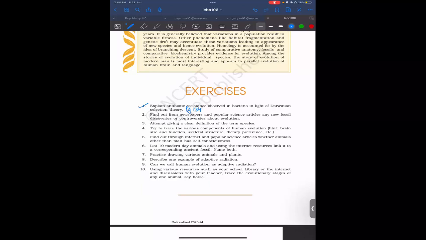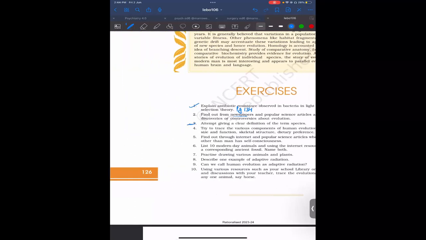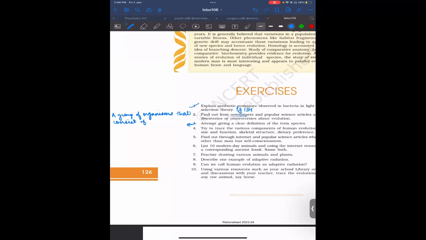Then this is just a fun fact question. You can search the internet and find the answers to it. Attempt to give a clear definition of the term species. So as you learned in class 11, the definition of species is a group of organisms that consist of similar individuals capable of interbreeding or exchanging genes amongst themselves.